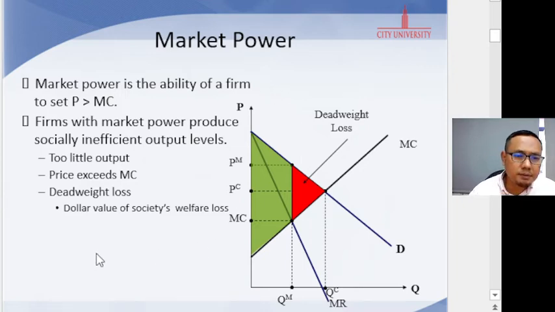So market power, as you can see from here, is the ability of a firm to set a price that is bigger than marginal cost. Price is bigger than marginal cost. Firms with market power produce a socially inefficient output level. Sometimes it's too little output, and price exceeds marginal cost, and there is deadweight loss. That means the dollar value of society's welfare loss. So this figure can explain this.